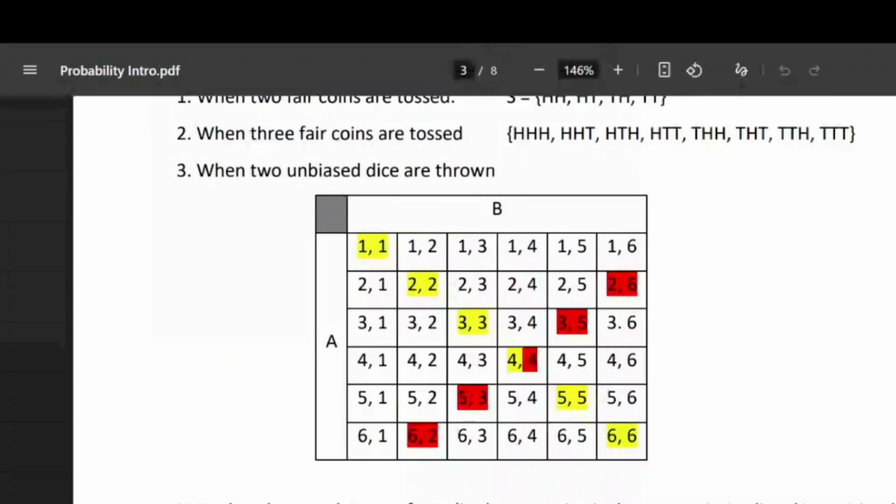These are the only possibilities when you toss two Ludo dice together. There is nothing more, nothing less. And this is a sample space for two Ludo dice being tossed together.